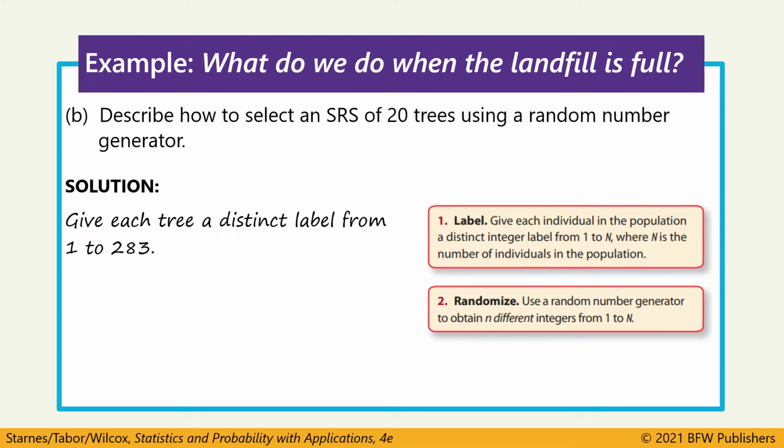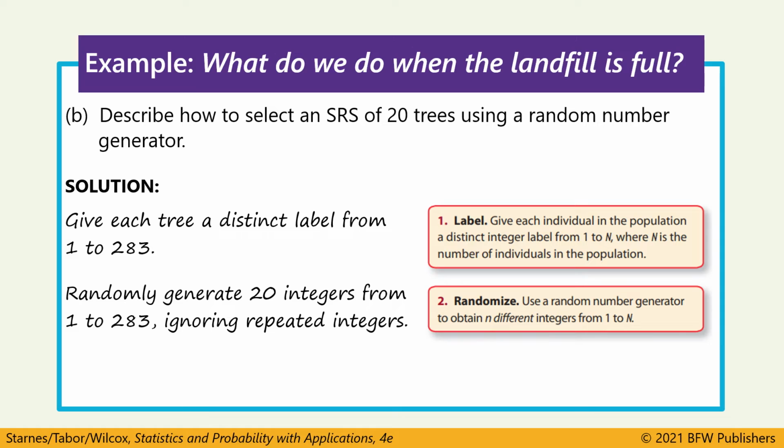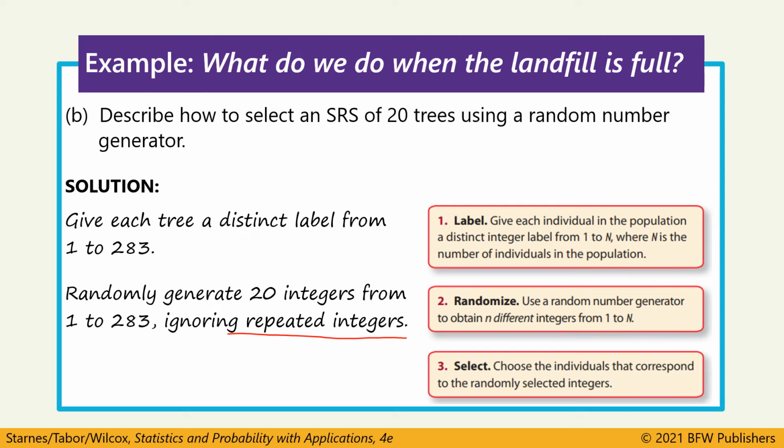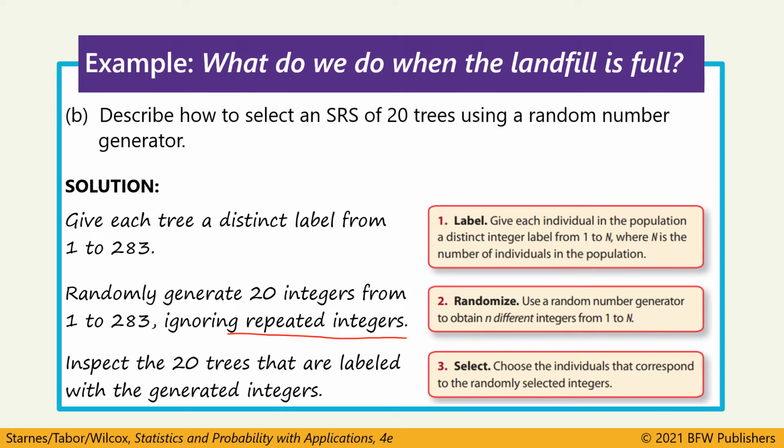Then we're going to randomly select our sample by using a random number generator and asking it to give us random numbers between 1 and 283, and we want to ignore any repeated numbers that we get. And those numbers that we get are going to correspond to the 20 trees that we're going to more closely inspect.